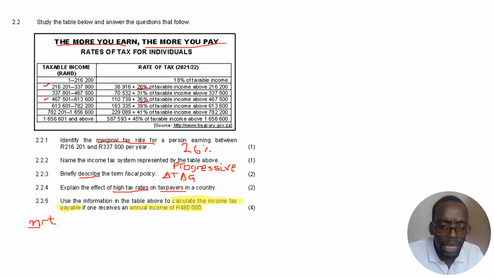I always encourage learners to bring their highlighters into the exam so that we highlight the question paper. This is what will guide you when you give your answer. So in this case, you are supposed to calculate income tax payable, and you should also understand that this individual is earning an annual income of 480. The first thing that you do is identify the bracket in which this 480 fits, and it would appear that 480 is going to fit into the third bracket, which is this one here.